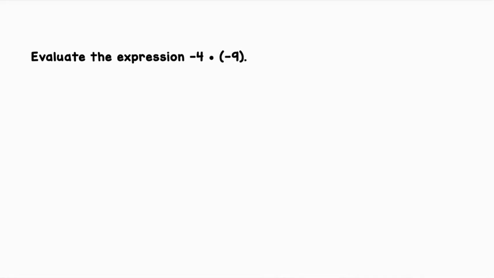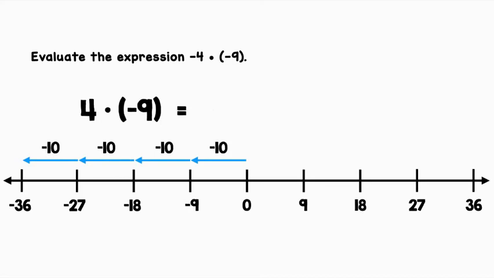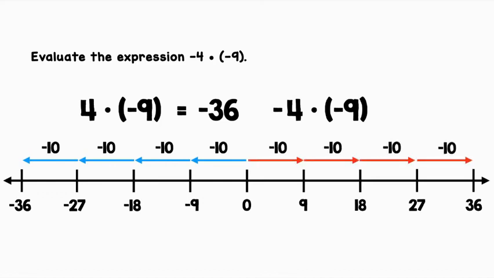Evaluate the expression -4 times -9. First, we will look at +4 times -9. That's telling us to move 9 spaces to the left 4 times. That equals -36. Now let's take a look at the expression in the problem, -4 times -9. That negative sign tells us to move in the opposite direction. That will give us a +36.